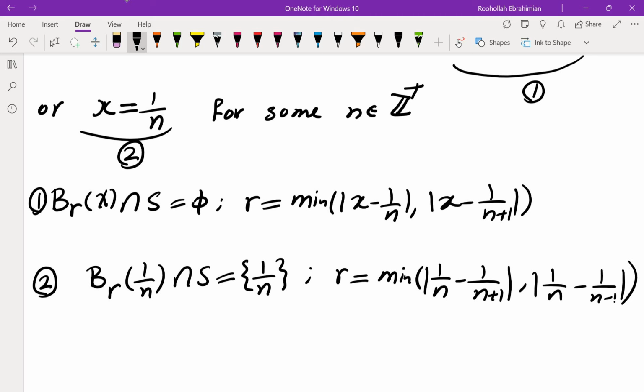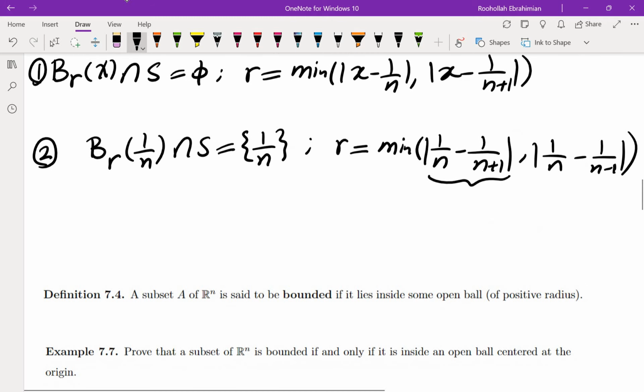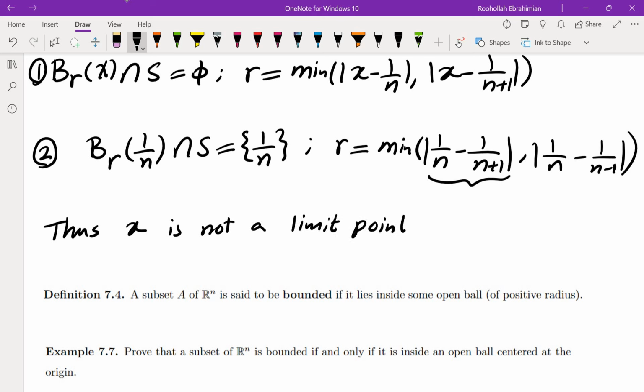So, one of these is actually obviously smaller than the other one. This is a smaller one. But I don't want to just write down that argument because it's not needed. As long as you have a ball of positive radius that doesn't intersect the set, or intersects it only at the center, then it is not a limit point. So that means x is not a limit point. So what does it mean? It means this set doesn't have a limit point inside (0, 1). Thus (0, 1) is not compact.